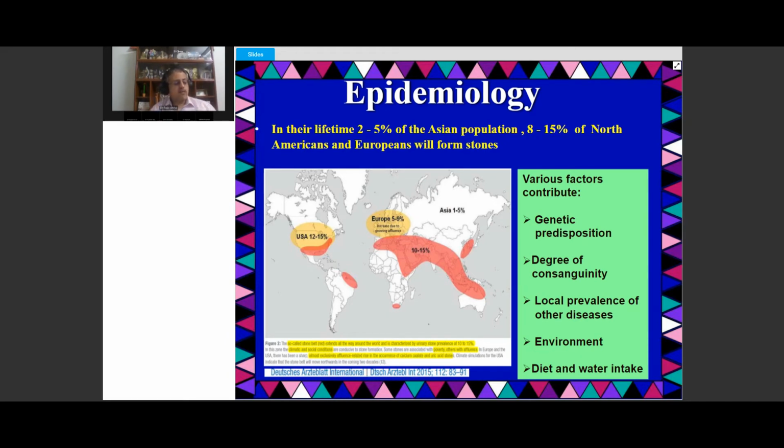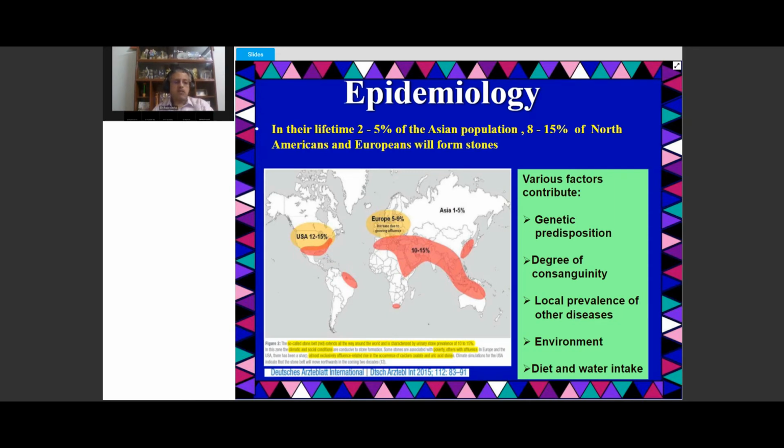Environment plays a very important role and explains why it is quite common among Bedouins in desert regions, and also in the arid regions of North India. But it is also the diet and water intake. Poor water intake, if water is not available, or diet like a high salt intake in developed industrialized countries, can all predispose to kidney stone and can explain the rising incidence.